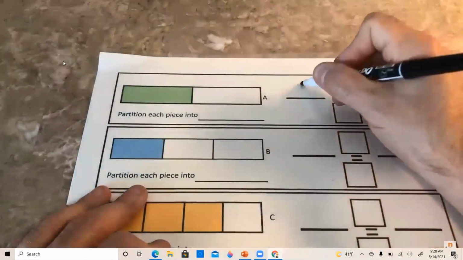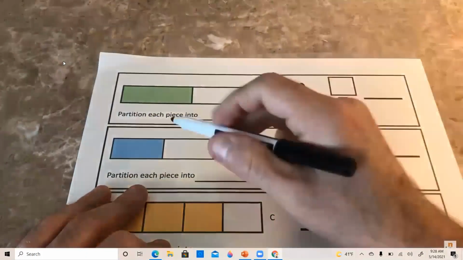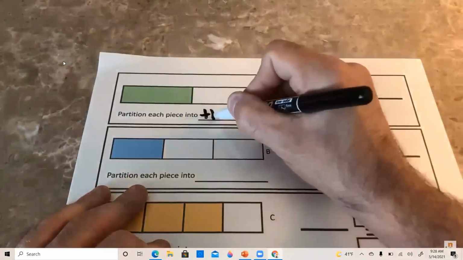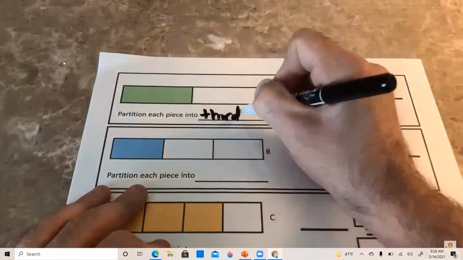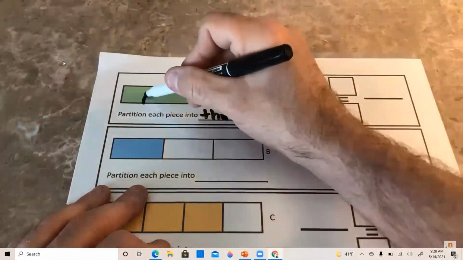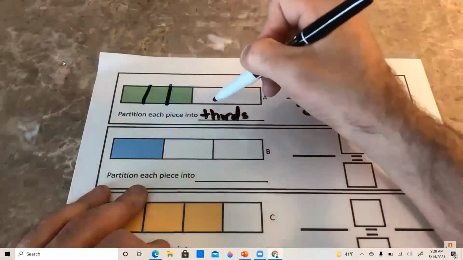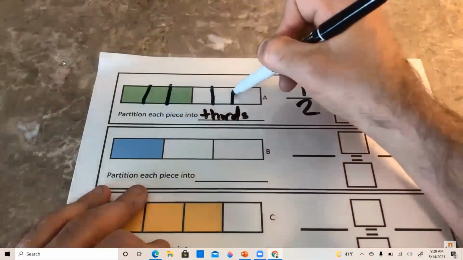So let's say we have 1/2 right here, and we're going to partition each piece into thirds, right? So we'll cut each piece into thirds. So thirds there. We'll cut this piece into thirds there.